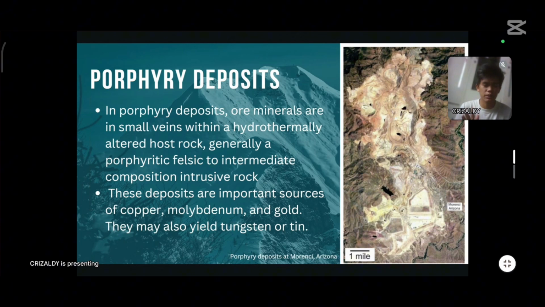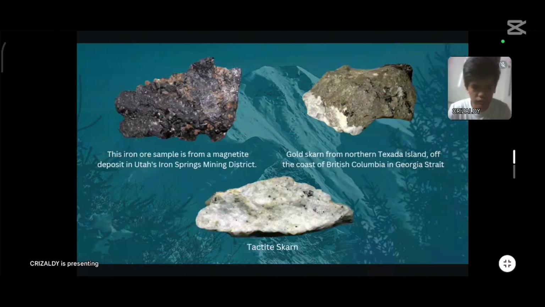Ito naman yung example ng iba't ibang skarn. Like this in the first, ito ay isang iron skarn kung saan makikita natin yung mga magnetite deposit. Ito ay makikita sa Iron Springs Mining District, Utah. And next naman is yung gold skarn sa Northern Texada Island. Medyo di halata pero yung mga ito ay mga gold yan.